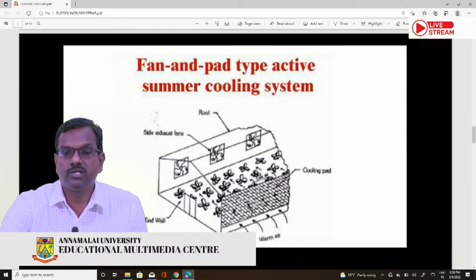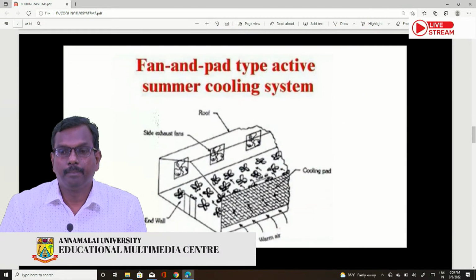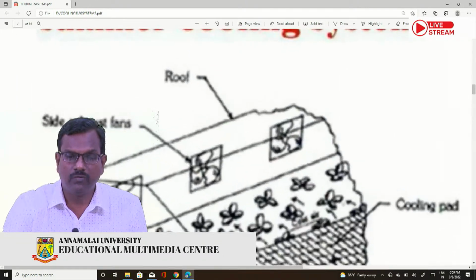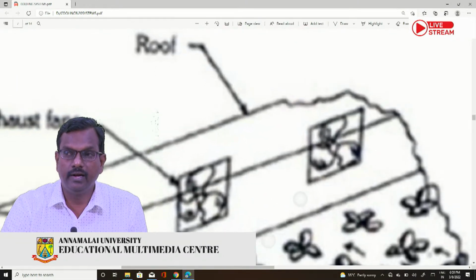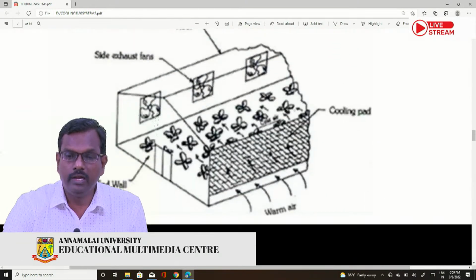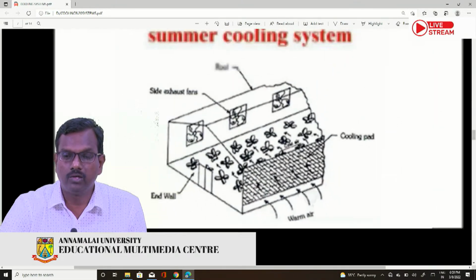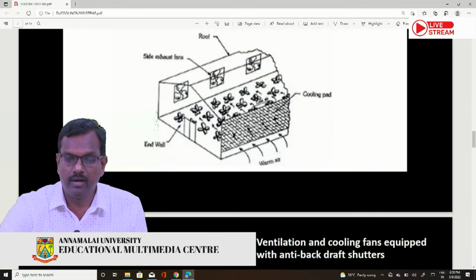So now comes the next thing, which is the forced ventilation, also called as active ventilation. And in that, the first type is the summer cooling system, and in that the first subdivision is the fan and pad type cooling system. In this fan and pad type cooling system, we have to fix exhaust fans on one side of the greenhouse and the cooling pads on the other side of the greenhouse. So now I will show the photographs of this exhaust fan and the cooling pads.